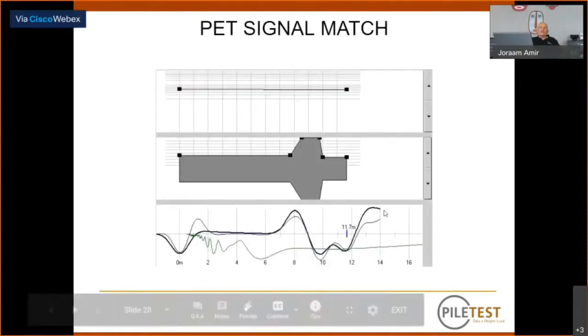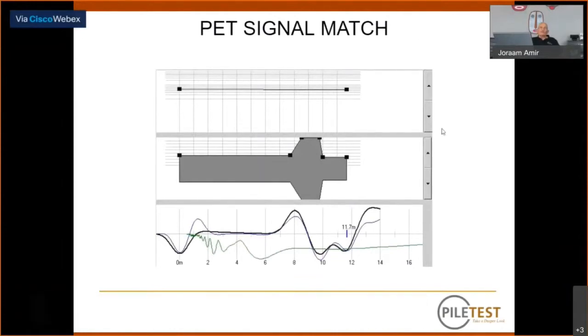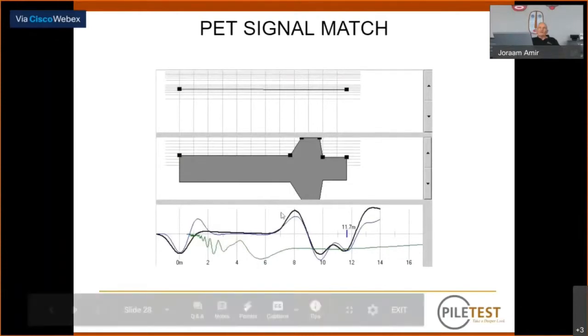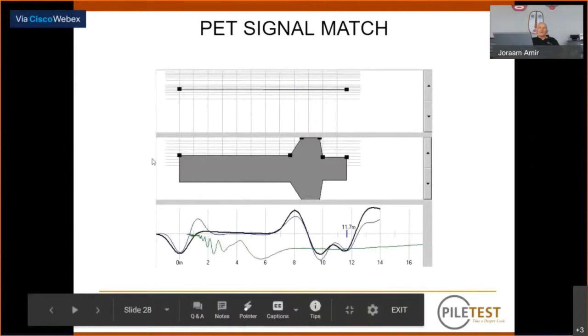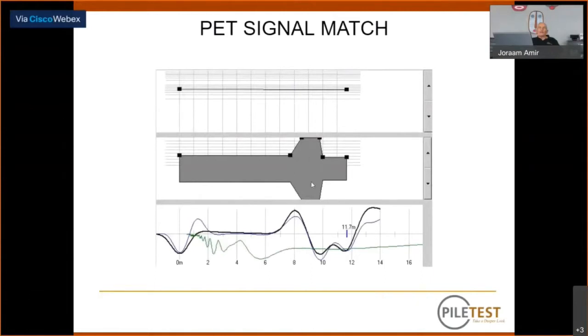Now the PET also has a signal matching utility in the software where if you match your result with the results from a synthetic pile and you have a good match, you can have a good guess what the shape of the pile is. In this case, this is a pile with a larger cross section.